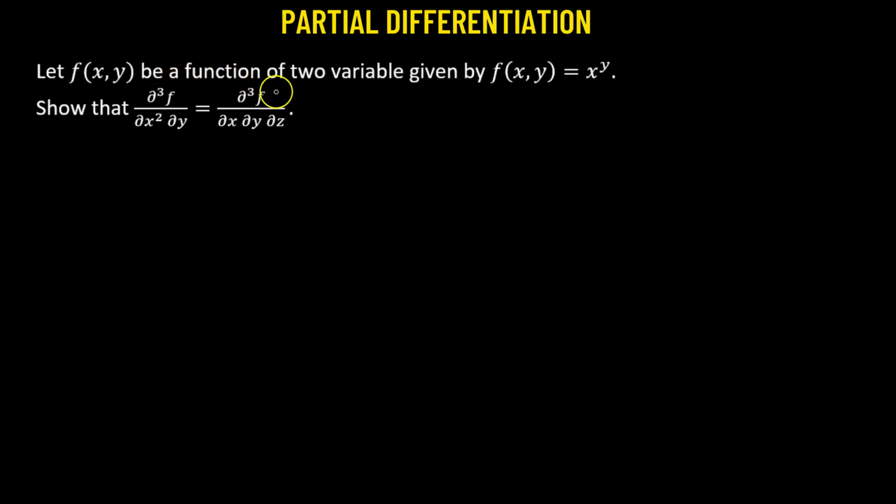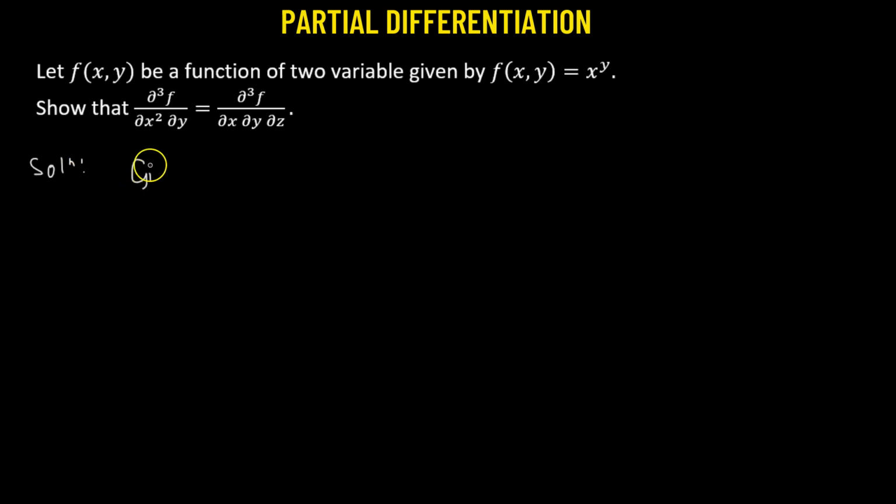So here we have a function of two variables f, which is given by x raised to the power of y. We need to show that the third derivative of function f, with respect to y followed by the partial derivative with respect to x taken 2 times, must be equal to the third partial derivative of f with respect to z, y, and x. We'll come to that a little while later, but let's start with whatever we are provided with.